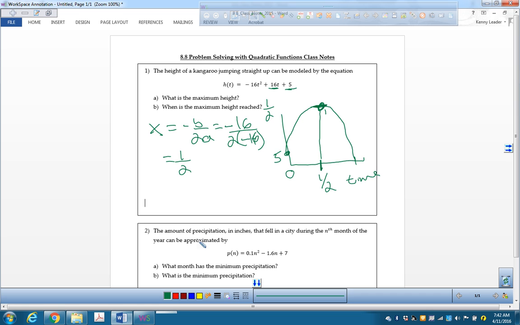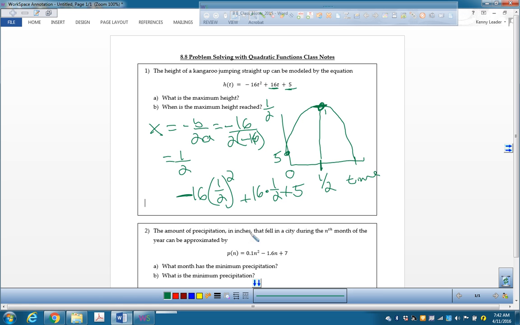Okay? How would I figure out what that maximum height is? Not that hard. How do I figure out the maximum height? Go ahead, David. You just plug that number into the parentheses, right? So if I do that, I get negative 16 times 1/2 squared plus 16 times 1/2 plus 5. So this is the answer to question A, okay? And so what do we get? What's 1/2 squared? I'm going to do some mental math here.